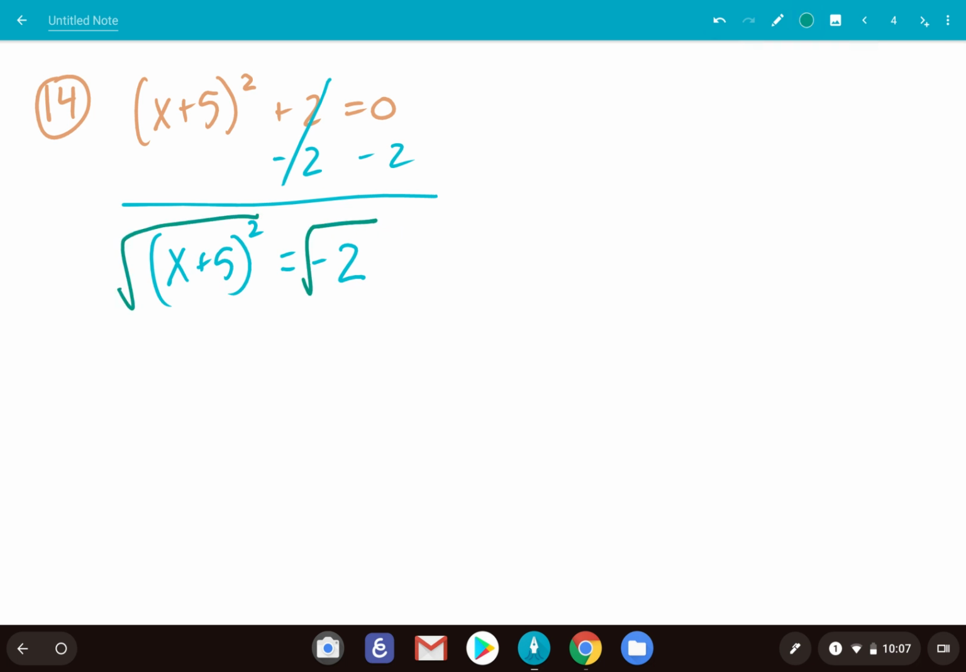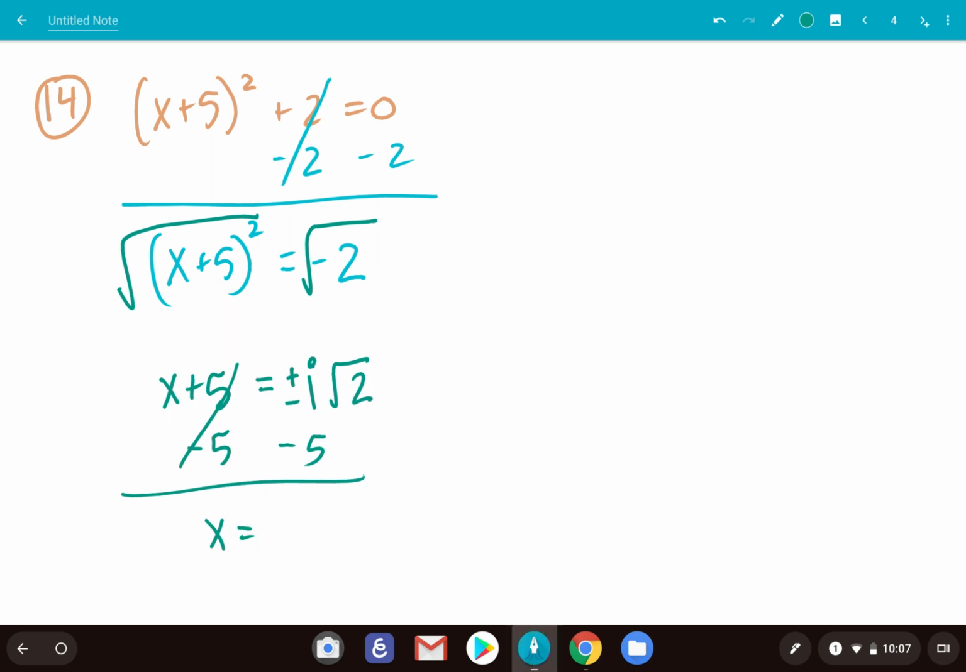So if we take the square root of both sides, the square root of x plus 5 squared would just be x plus 5. And then the square root of negative 2 is going to be i times the square root of 2, positive and negative. And then I need to solve for x, so I'll subtract 5 from both sides. So it would be negative 5 plus or minus i square root 2. So these are imaginary roots.